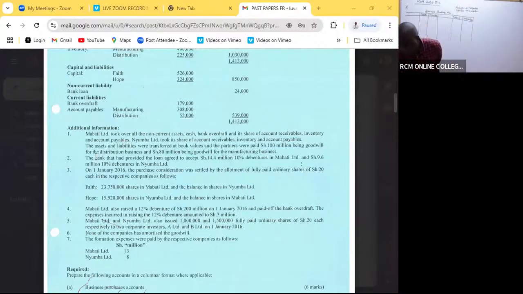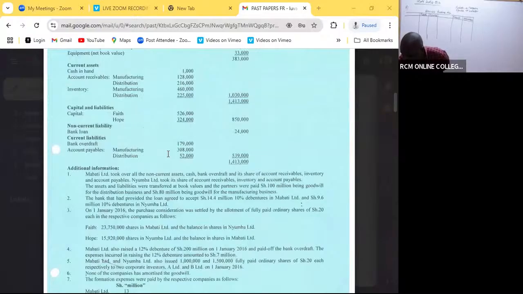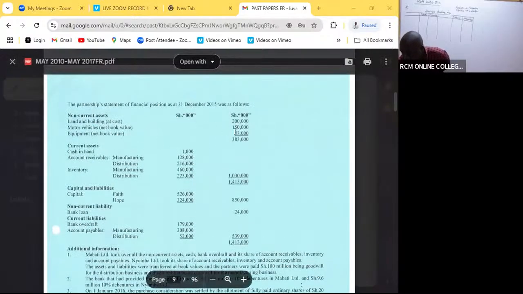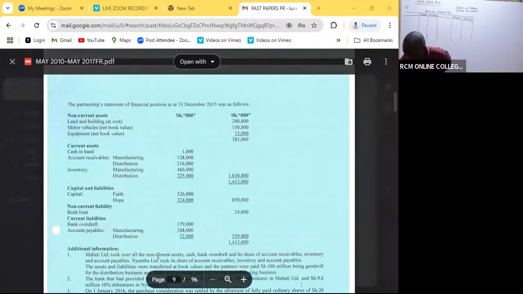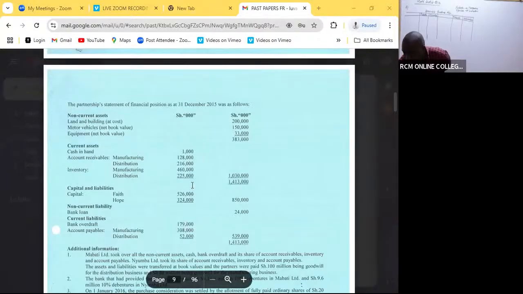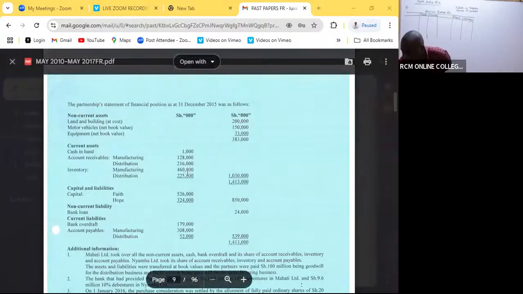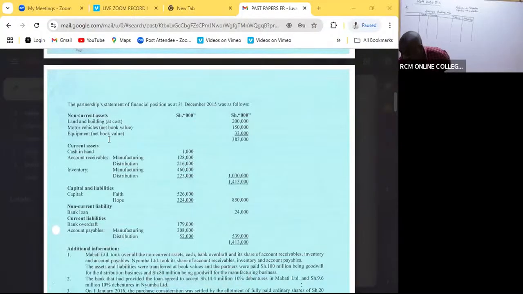If you look at the question here, you're told that Mabati took over all the non-current assets. And as you said, in the business purchase account, you credit the assets taken over. So we'll credit all these ones under Mabati because they are the ones who took over all the non-current assets, which are these ones.